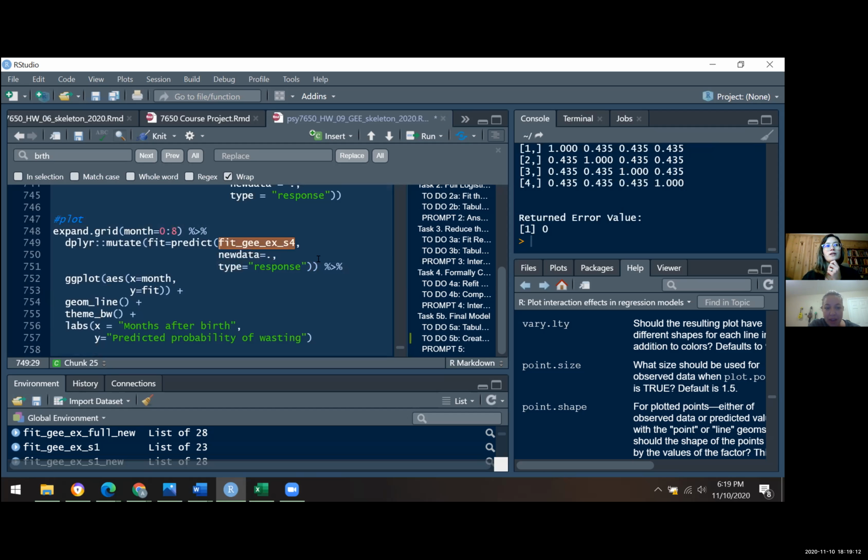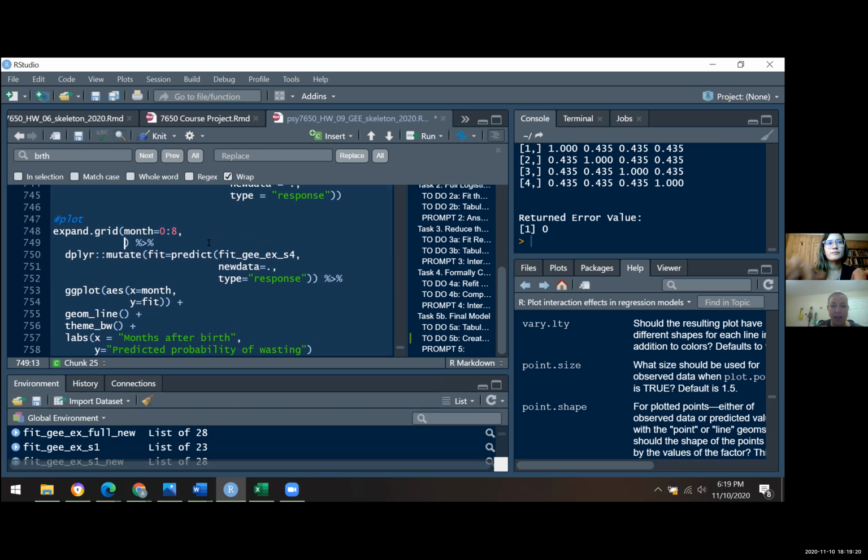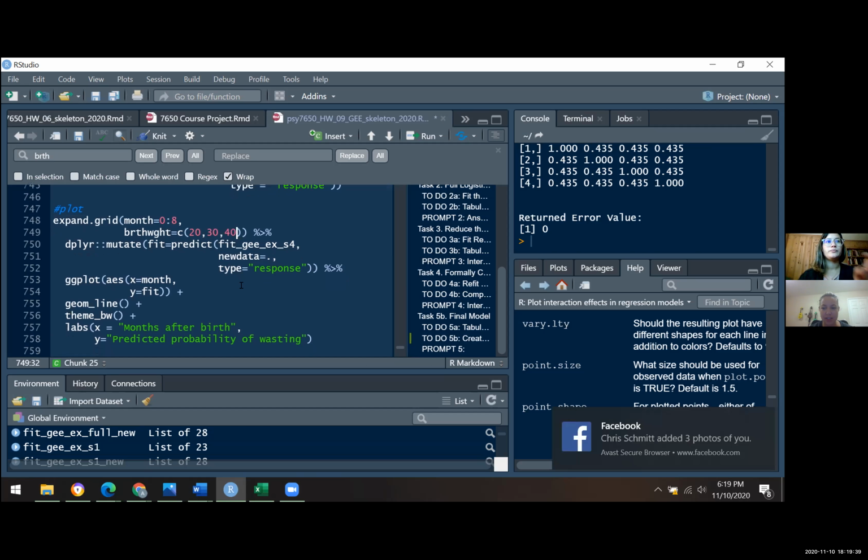So you go to your expand grid, after it says month equals 0 to 8, you need to do comma, enter. And then enter birth weight equals, and that's funky spelling, equals, and then C to concatenate, open parentheses, and you can do 20, 30, 40 with commas between them. And I looked at the data to make sure that's the range. Now try it.